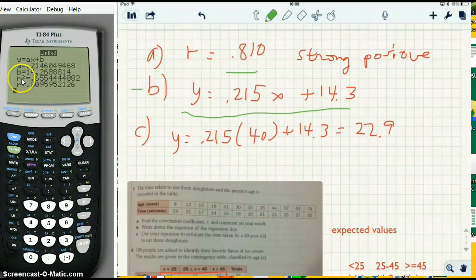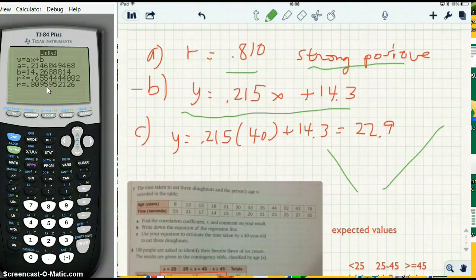Now r squared is always positive, but r is either positive or negative. Remember that if it's a line that goes diagonally up, then it's a positive correlation, and if it's a line that goes down, it's a negative correlation. Okay, so the comment would be that it's a strong positive correlation.